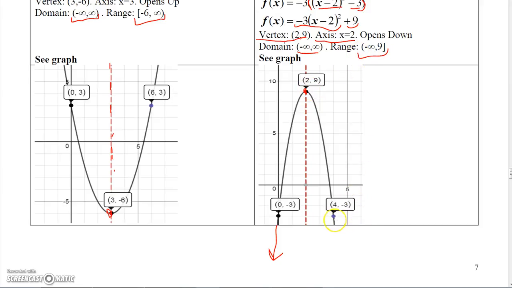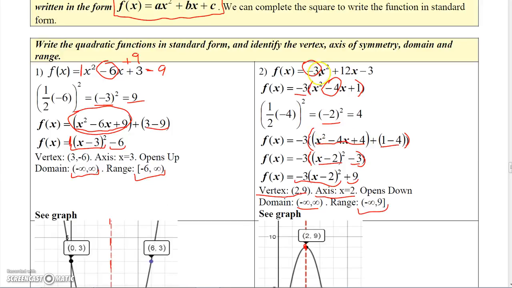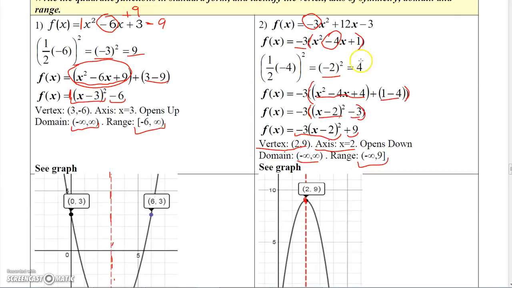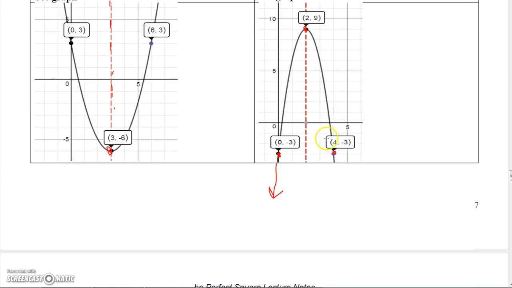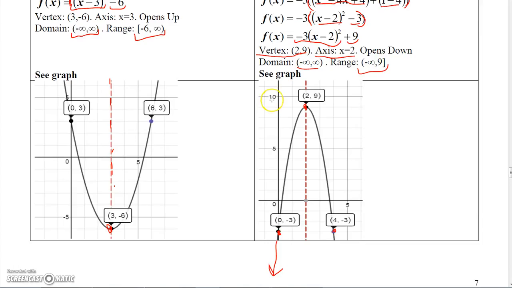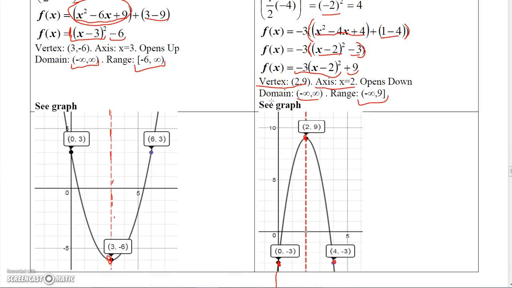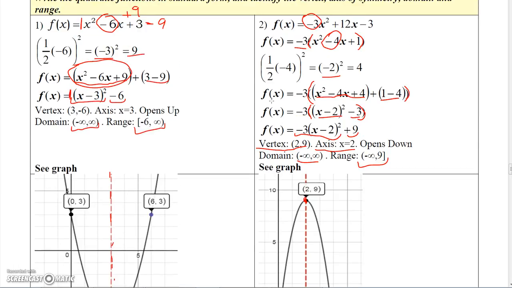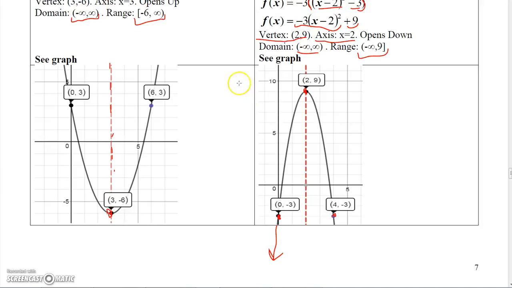Those are just a couple of other points that you can get. If you wanted to plug in 0 to get an x value, you could plug 0 into this, get minus 3. And if you plug 4 in, you'd get minus 3. And, you know, that's just a couple of points. If you wanted to get some more points on the graph, you could just pick some points near the x value of 2, and then you could get a couple other points on the graph. But that's how you graph that.